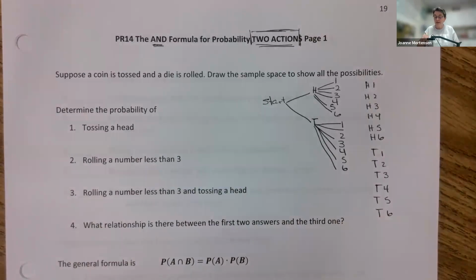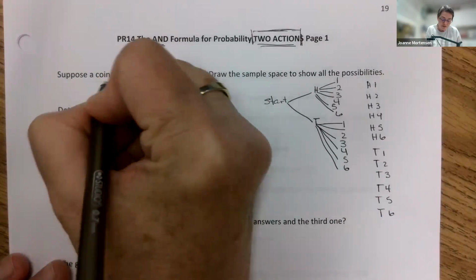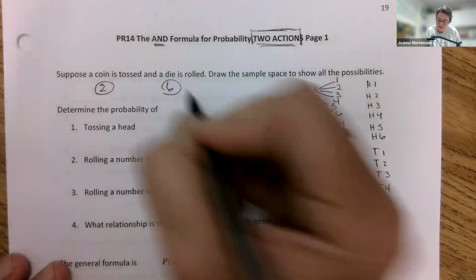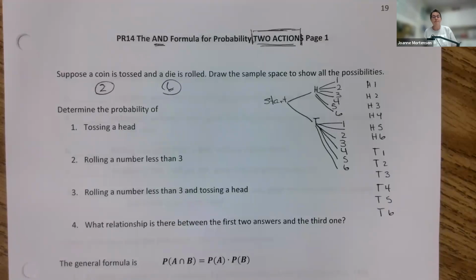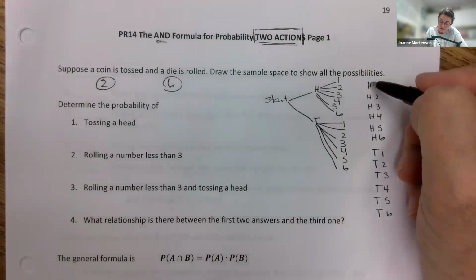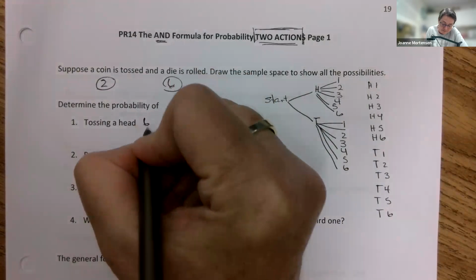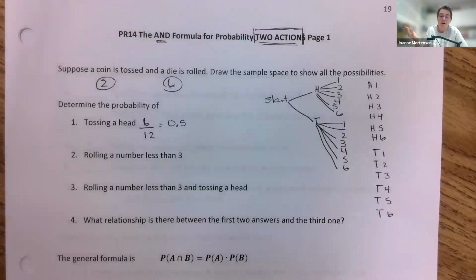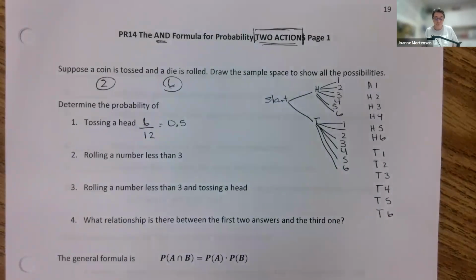If you go back to the fundamental counting principle, there's 2 choices with flipping a coin, and there's 6 choices. So 2 times 6 is 12, and I know there's 12 there. Okie dokie. Now, determine the probability of tossing a head. So there are 6 times I got that. Or instead of looking at the whole sample space, you could just say, well, there's 2 choices and heads is 1 out of 2. Either way, you're going to get a half.